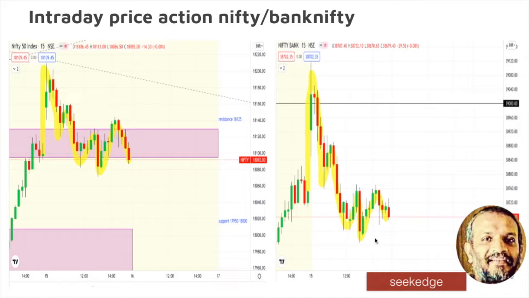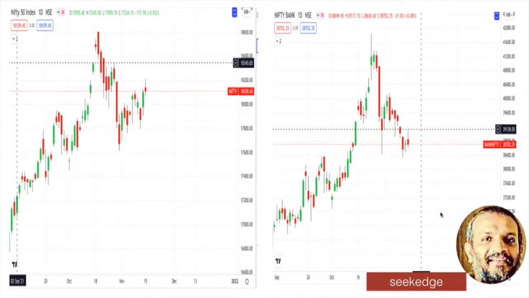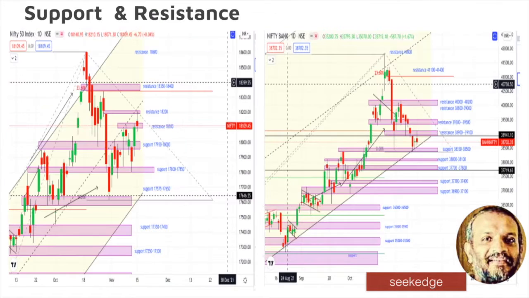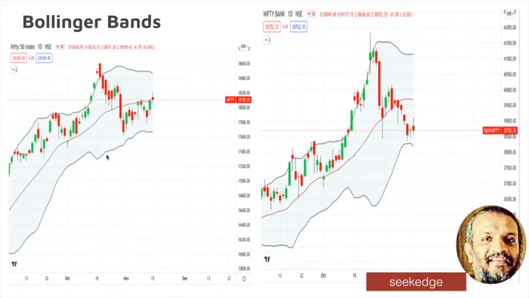Bank Nifty also gapped up and then trended downside and then consolidated just before the previous support zone. Right, this is the support zone and it closed close to that. But the thing is, Nifty could not manage to close above the previous day's close, but Bank Nifty could. So Bank Nifty seems to be more bullish price action wise, because Bank Nifty also closed above the moving average.